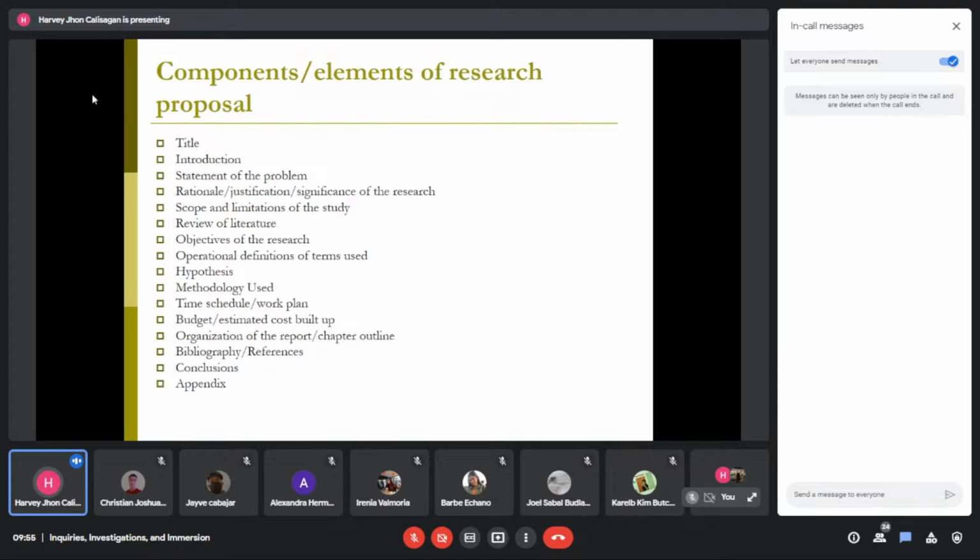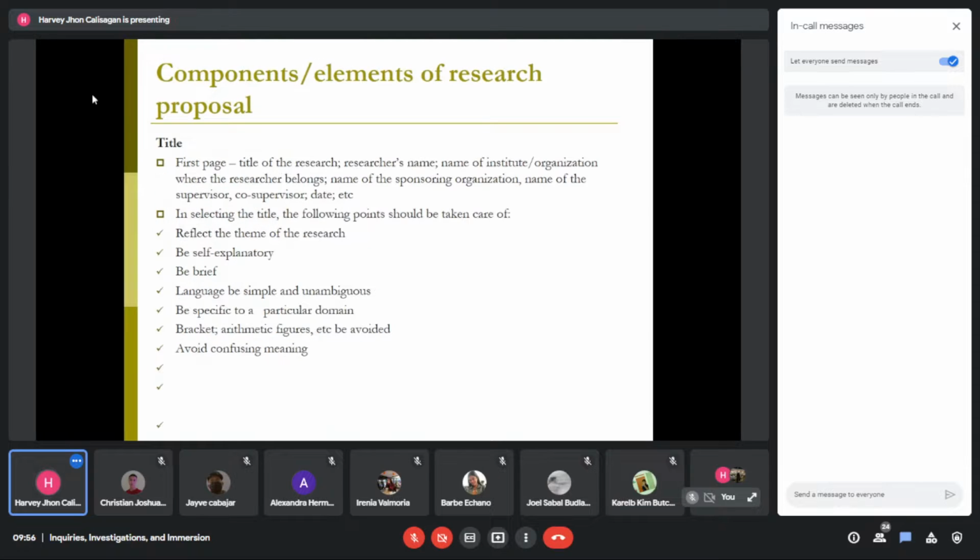The title, introduction, statement of the problem, rationale, justification, significance of the research, scope and limitation of the study, review of the literature, objectives of the research, operational definition of terms used, hypothesis, methodology used, time schedule, work plan, budget, estimated cost, build up for time, let's say. Time is also part of this one. Organization of the report, okay? Which chapter outline will you follow? Depends on your research, if it's really a research. Okay? The references or the bibliography, conclusions, and the appendix.